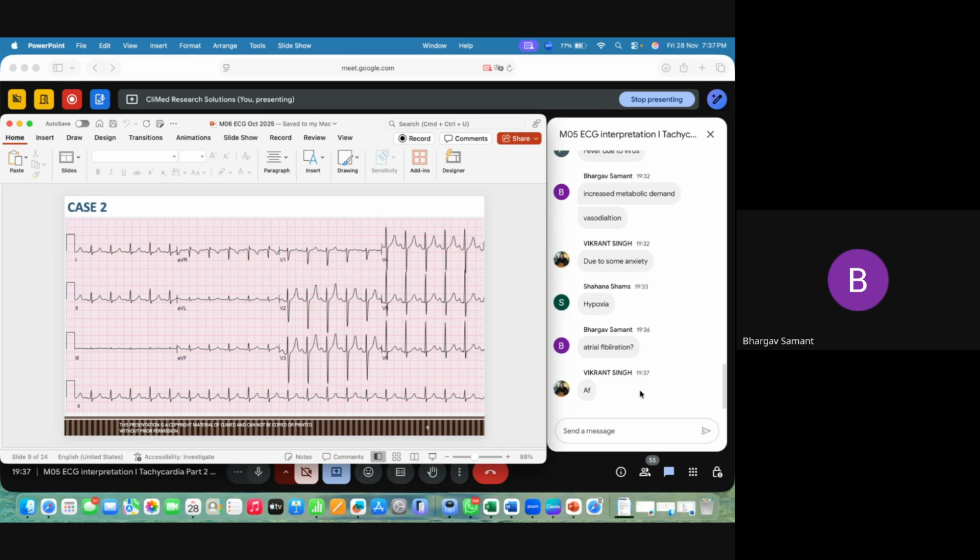Yes, it's atrial fibrillation because of irregular rhythm and absence of visible P waves. Okay. And also the QRS segment is very narrow. Okay. And anything else, guys? And a very fast ventricular rate at the end.